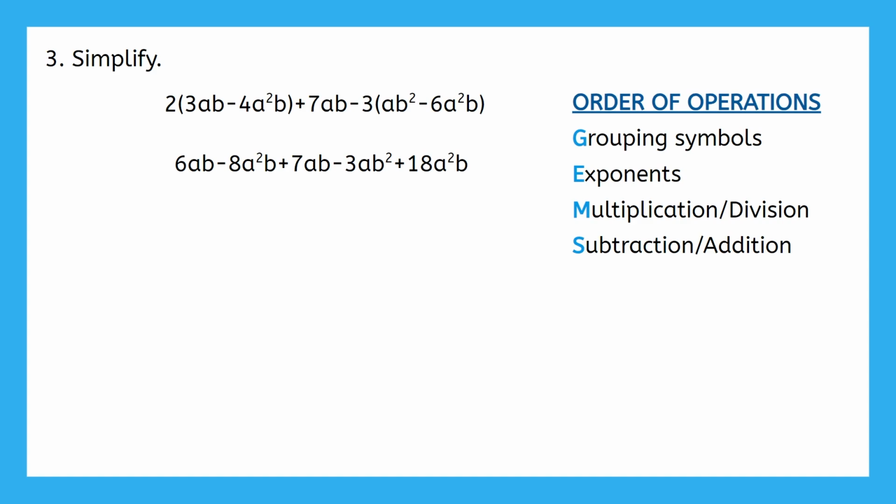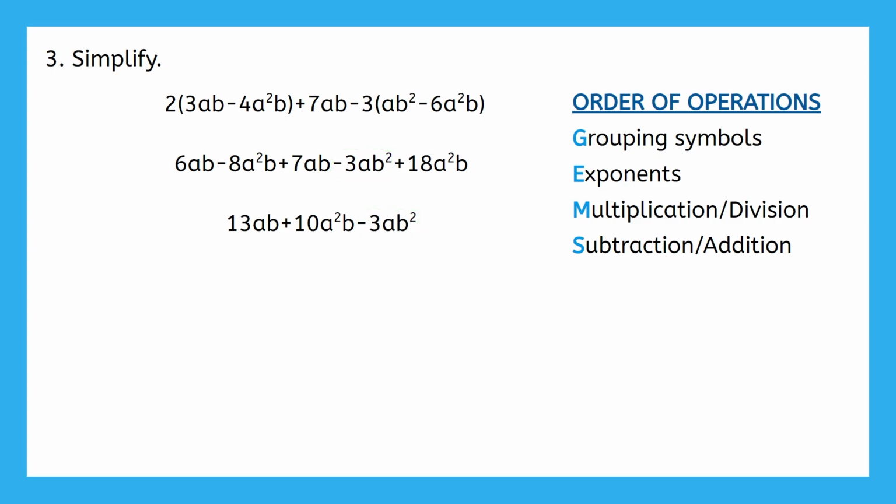Knowing that like terms have to have the same variables and the same exponents, what like terms do you see here? 6ab and plus 7ab are like terms. Combining them makes 13ab. Minus 8a squared b is like terms with plus 18a squared b. And combining them makes plus 10a squared b. And minus 3ab squared doesn't have any like terms because no other term has an a without an exponent and a b that is squared. So it'll just come down by itself.